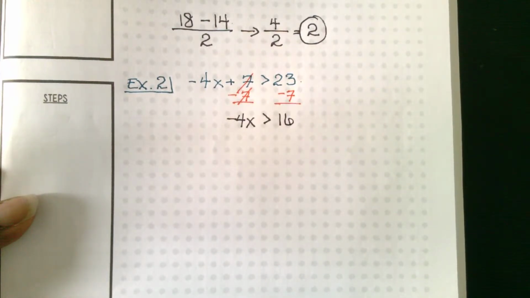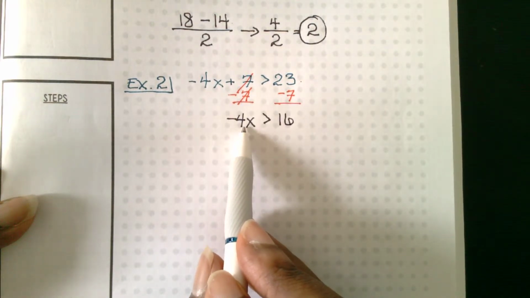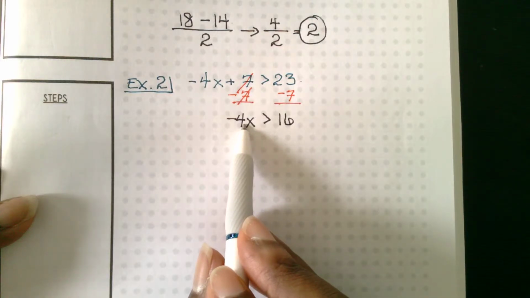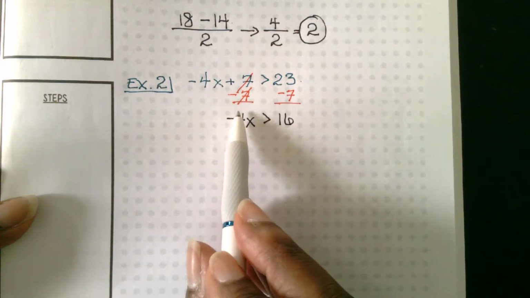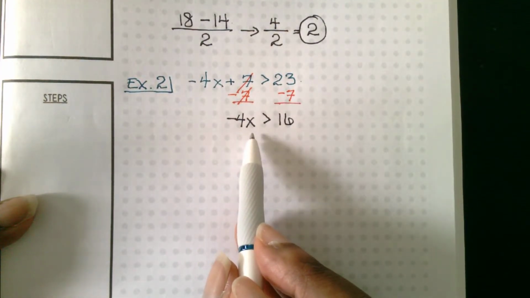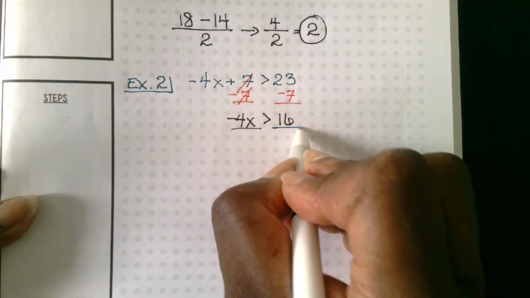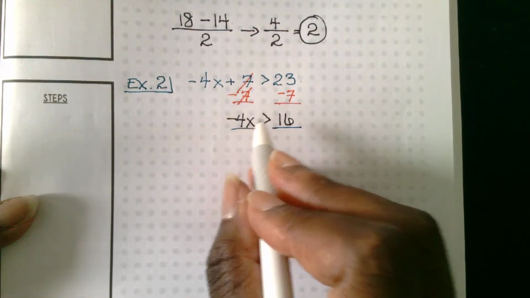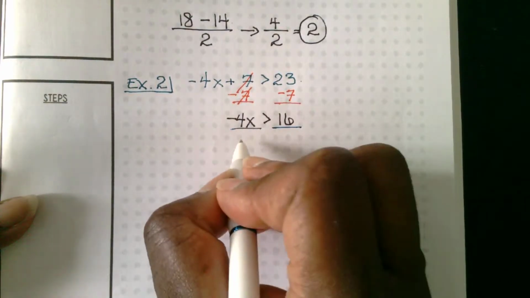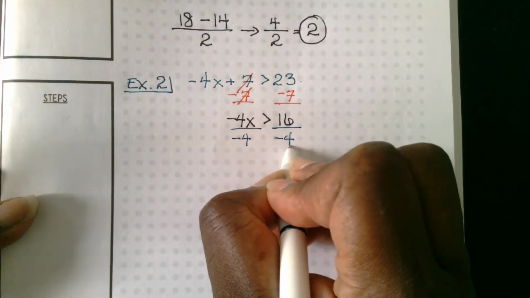So since we're trying to get x by itself, we have negative 4 times x. If you look in between the number and the variable and you don't see a plus or minus sign in between, that means you are multiplying. So then what's the inverse of multiplication? Well, it's division, so we're going to divide. Whatever you do to one side of the inequality, you do to the other. So we're going to divide by negative 4.